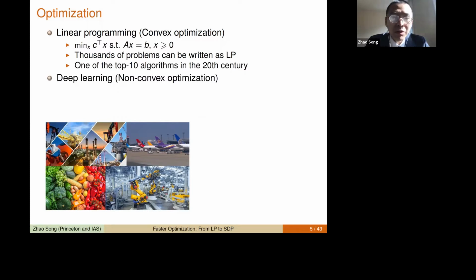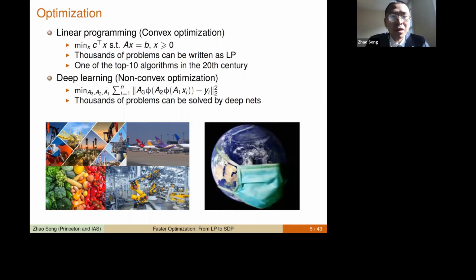Another very primitive example, in non-convex optimization, is deep learning, where usually you are given some data x1 to xn, which are labeled y1 to yn, and you want to solve the following minimization problem. Here phi is a nonlinear activation function, and the weights a1, a2, a3 are the parameters of the neural network, which you can think of as W_t from my previous slide. So there are problems on current Earth that can be solved by deep nets, and of course this could be one of the very important algorithms of the century.